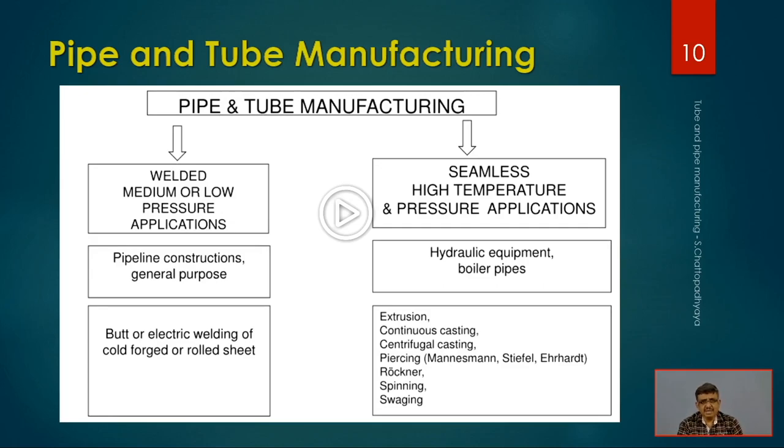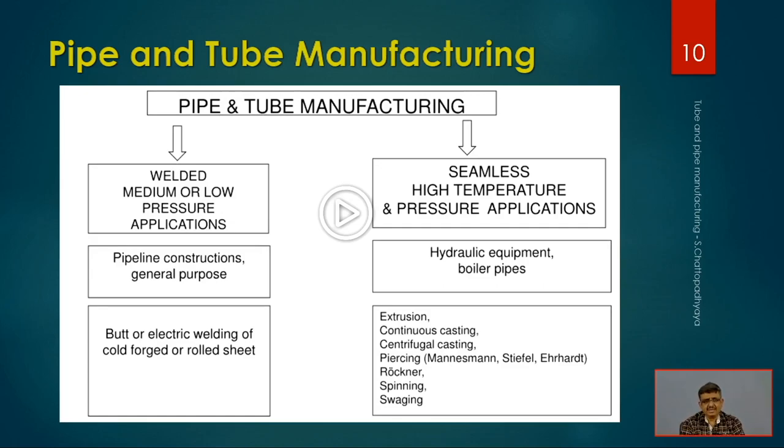But in case of the seamless joints, they are critical applications in hydraulic equipment where huge amount of pressures will be dealt with, and again boilers, because there is a very big safety issue. So all those pipe manufacturing has to be very, very robust in order to withstand the exorbitant pressure of those boilers. And the methods are many, Germany being one of the pioneers in manufacturing those things, so they have their own terms of piercing.